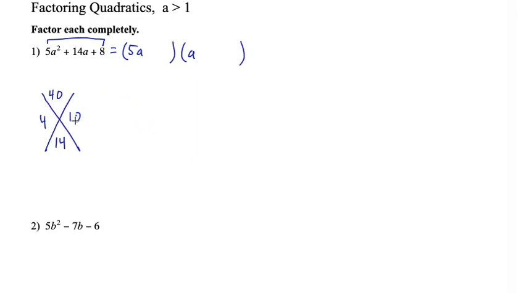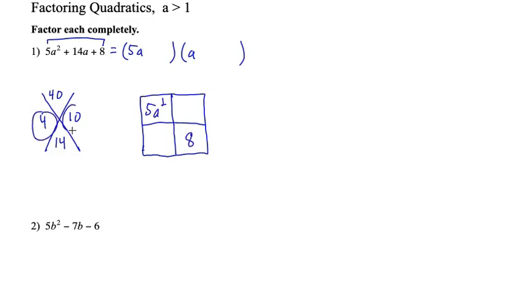Now, unfortunately, these are not our factors. If we use those, it wouldn't quite work out. But what they do is help us fill out a rectangle. In this rectangle, we'll have the 5a squared in the top left corner and the constant term in the bottom right. And what these wing numbers tell us is what goes in the missing boxes here. So we have 4a and 10a.